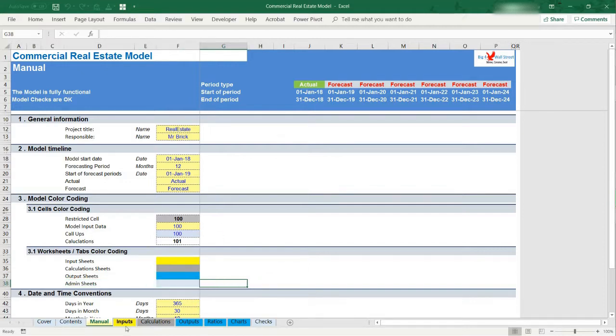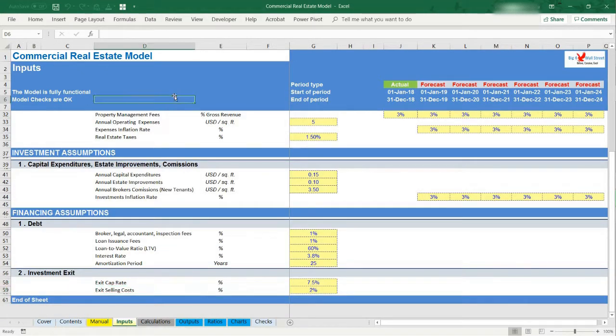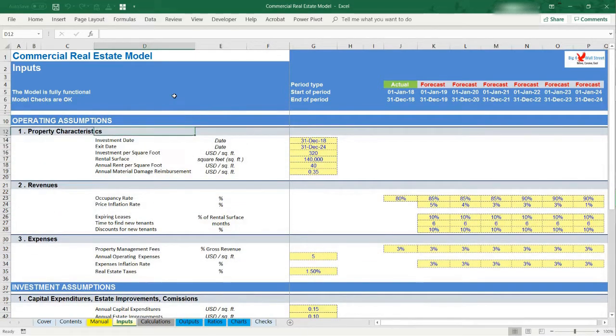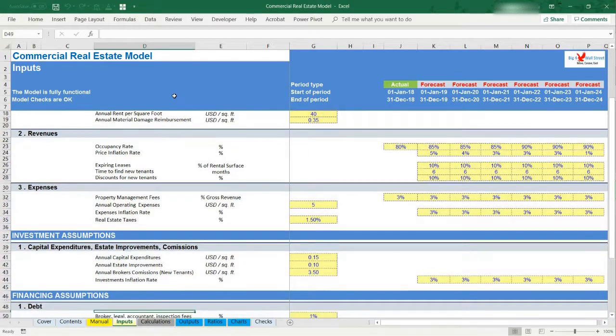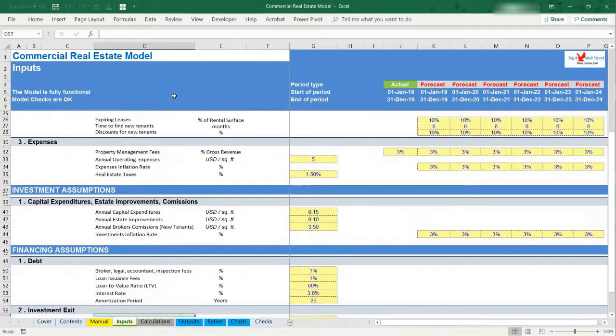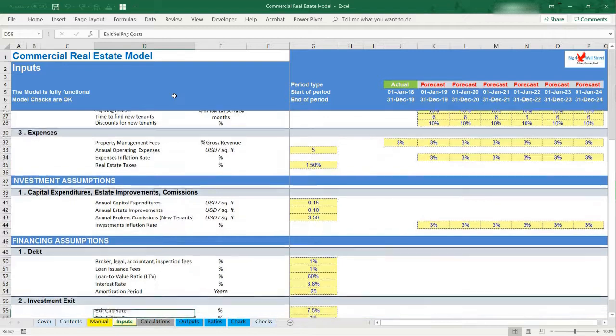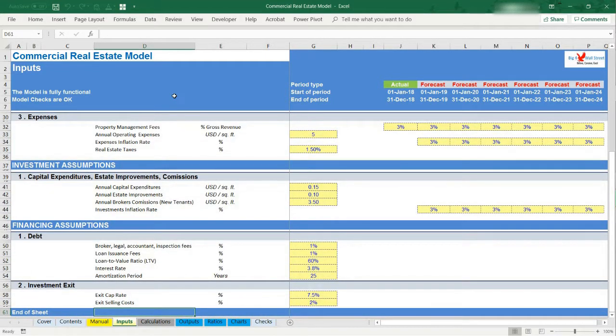On the Inputs tab, you can adjust the various assumptions of the model based on the specifications and requirements of your business. So effectively you can adjust inflation, occupancy rates, new tenants and leases expiry, property management fees, annual operating expenses, taxes, capital expenditures, improvements, brokers' commissions, cap rates, selling costs, loan-to-value ratios, loan issuance fees, etc.